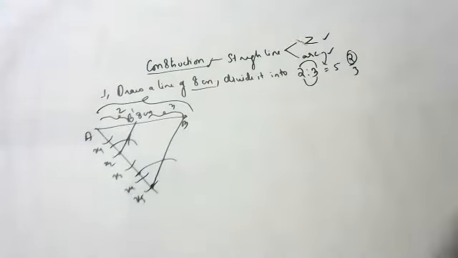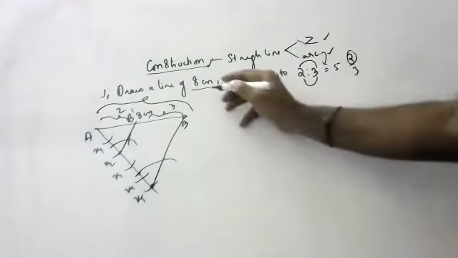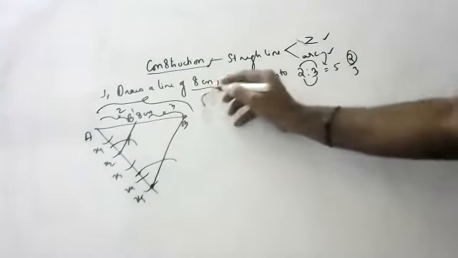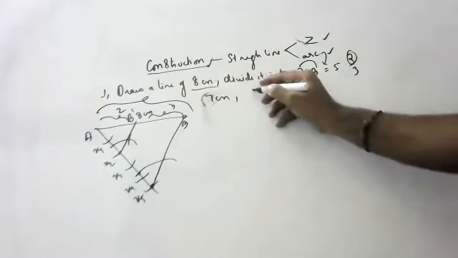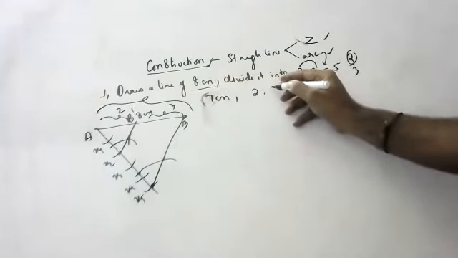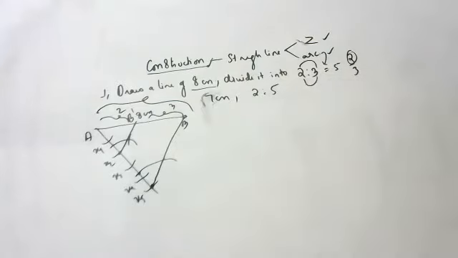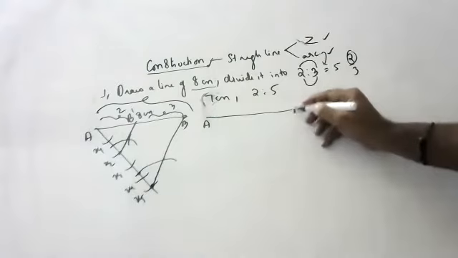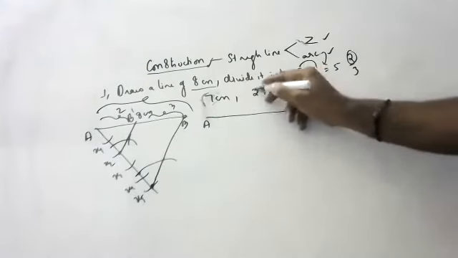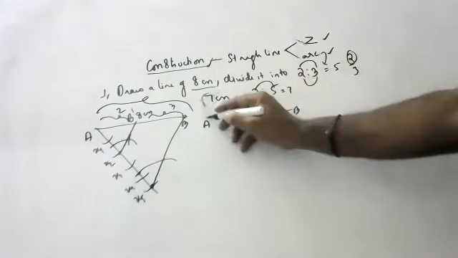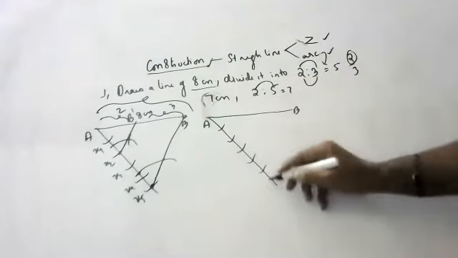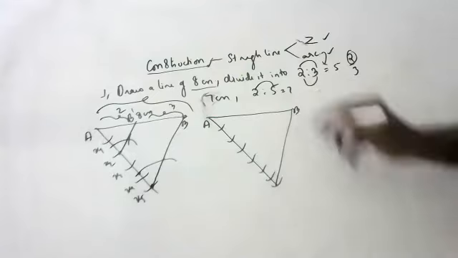This is the question, children. Suppose someone asks you, draw 7 centimeters and divide it into 2 is to 5. No problem, children. What will you do? First you draw a 7 centimeter line. 2 plus 5 is equal to 7. Don't forget, 2 plus 5 is equal to 7. 1, 2, 3, 4, 5, 6, 7. For 7, you join the arc, children.